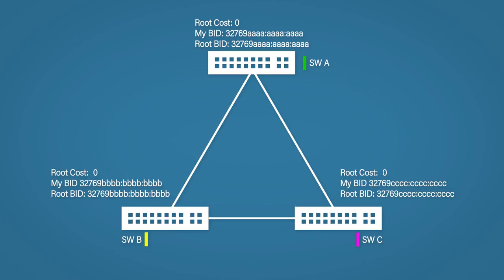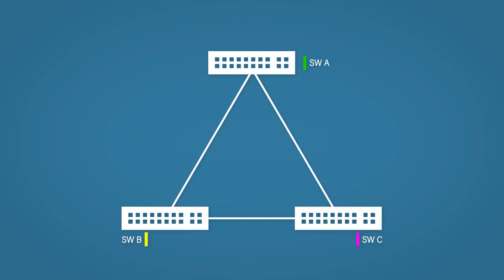They then share BPDUs with each other. Switch B and switch C both quickly realize that switch A has a much better BID than they do. So very quickly they start supporting switch A and change their BPDU to list switch A as the root bridge. Once all switches agree, switch A has now been elected as the root bridge. The next step is simple. All ports on the root bridge enter a forwarding state.